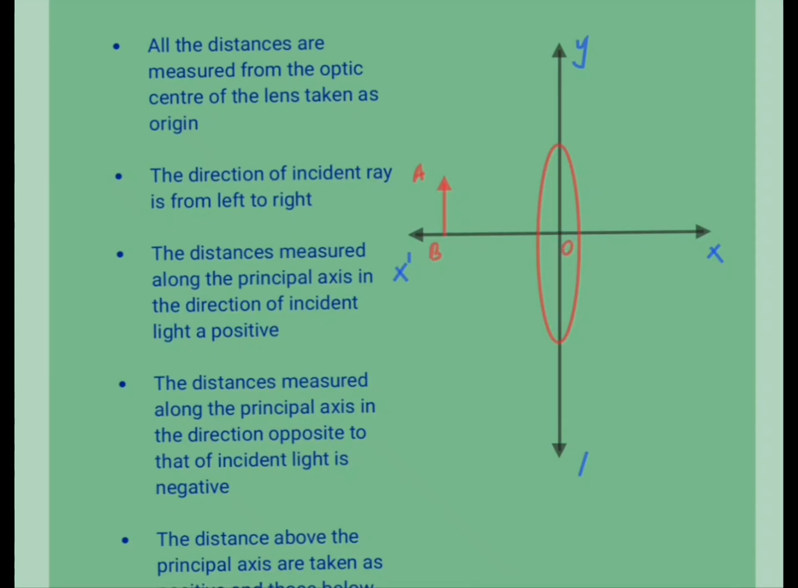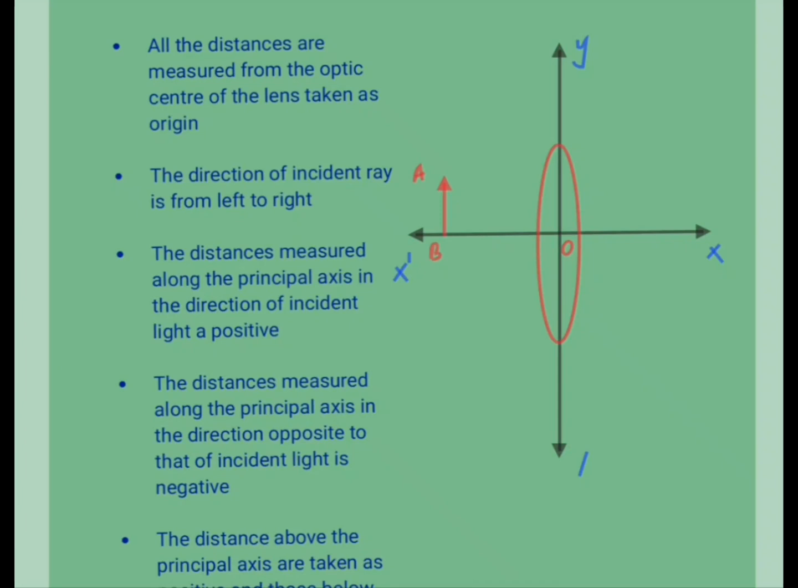Always you should take the measurement from the optic center. If you are measuring towards right, then your measurement should go like this. If you are measuring towards left, your measurement should go like this. So always keep the lens on the y-axis such that the optic center is at the origin. All the measurements should be done from the optic center. So that is the first rule: all the distances should be measured from the optic center.